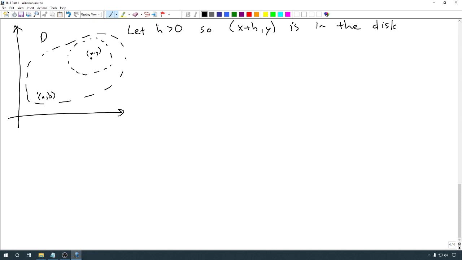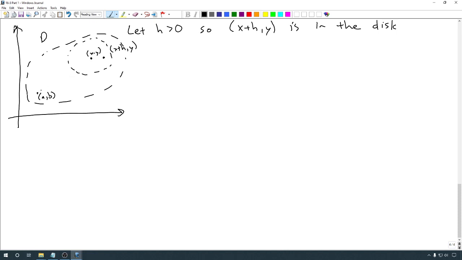And I'm specifying here that h is positive. Technically here we could also do h being negative. It's not going to really change anything. I'm only going to work one side of this, but you'll see that it'll work out pretty nicely. So here we're adding some h to it, so we get a point over here. We have x plus h, y.